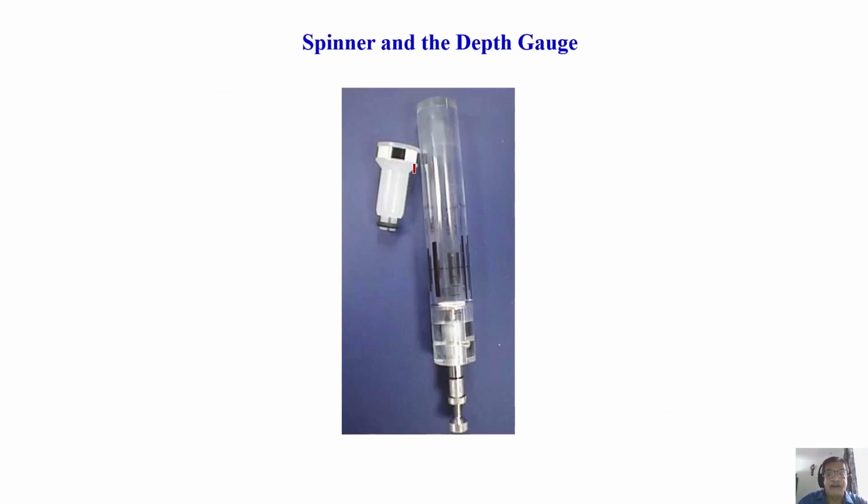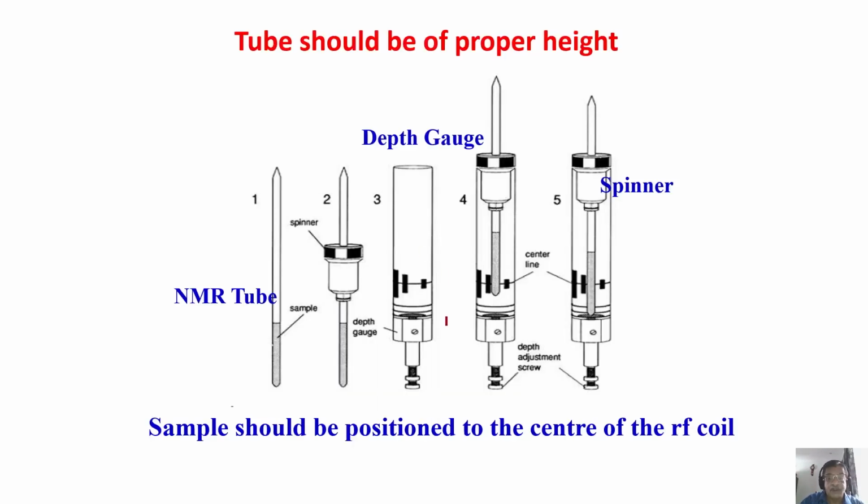And always when you are doing the experiment, these things will be supplied for you by the vendors. This is called a spinner. This is called a depth gauge. See here marks are given, markings like this. You have to put your sample NMR tube into this spinner, insert the spinner into the depth gauge and make sure the sample is exactly of this height so that your sample is at the center of the RF coil.